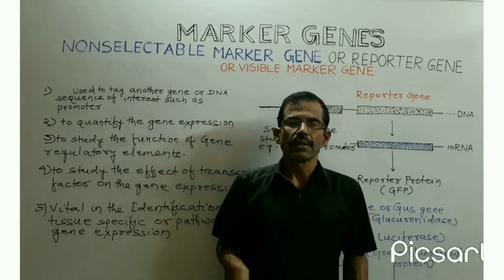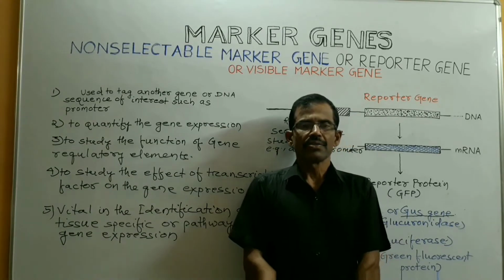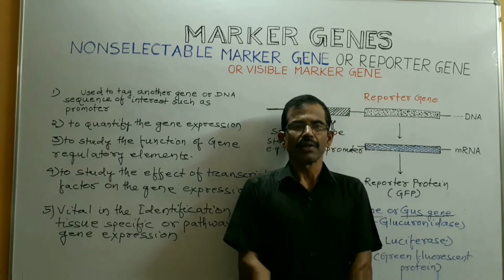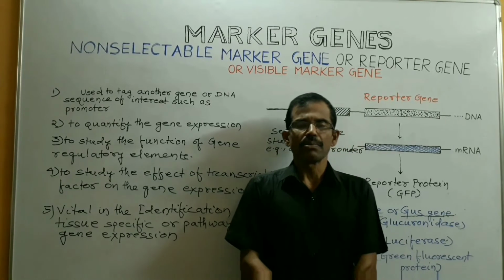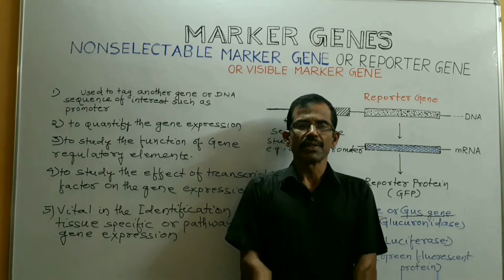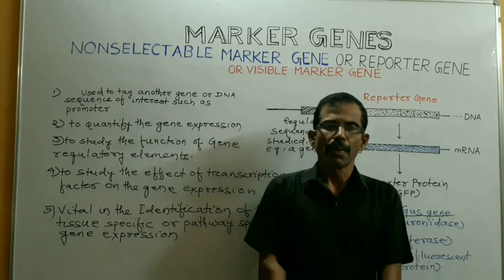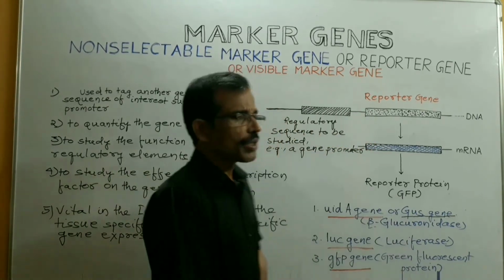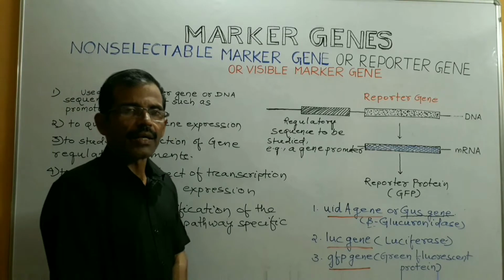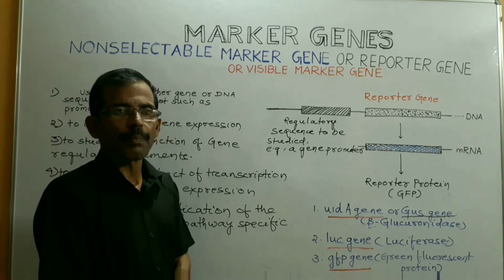Today we shall discuss non-selectable marker genes, or reporter genes. These genes are encoded with visually identifiable characteristics. Reporter genes are also called visible marker genes because they change the appearance of the plant tissue. Reporter genes are used to tag another gene or a specific DNA sequence, for example a promoter.